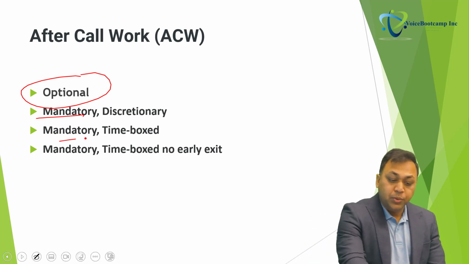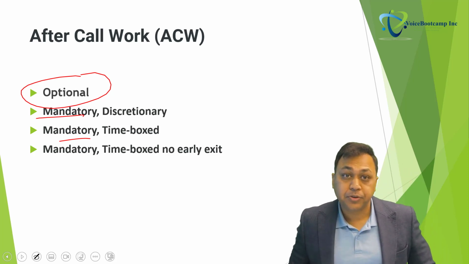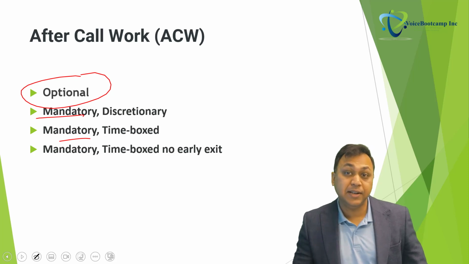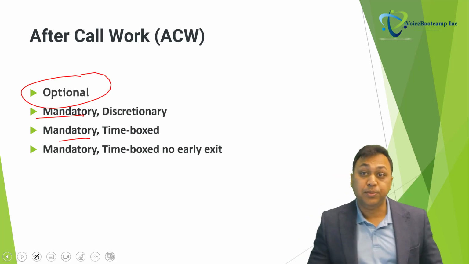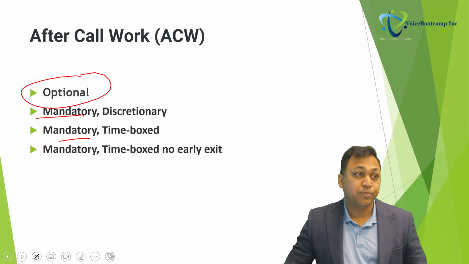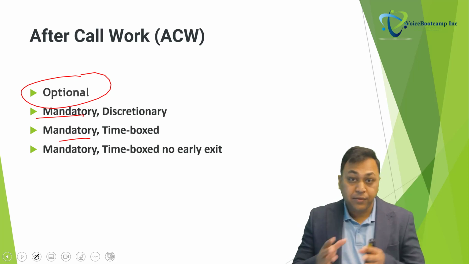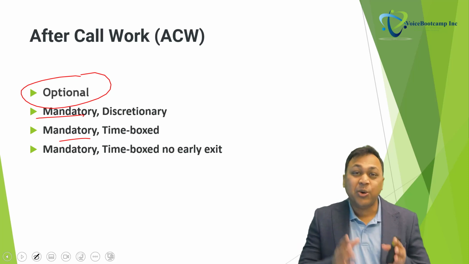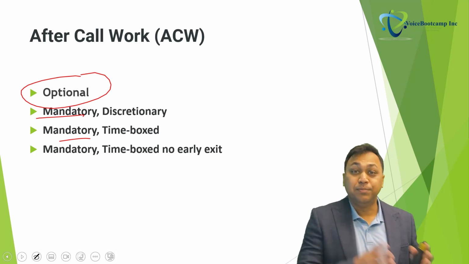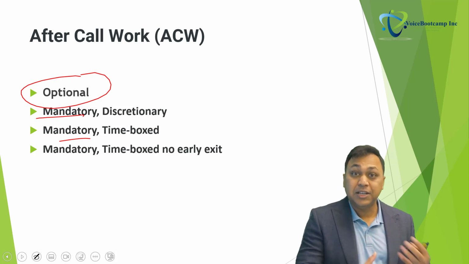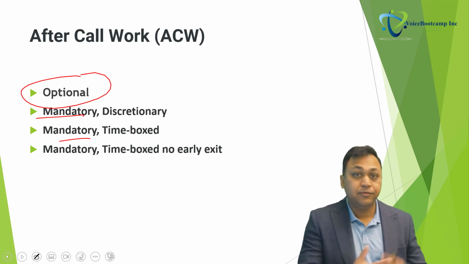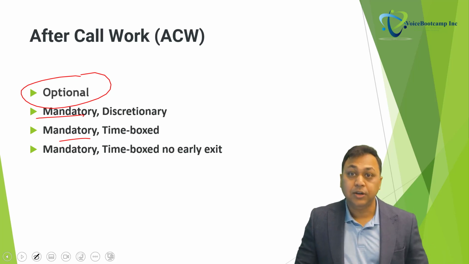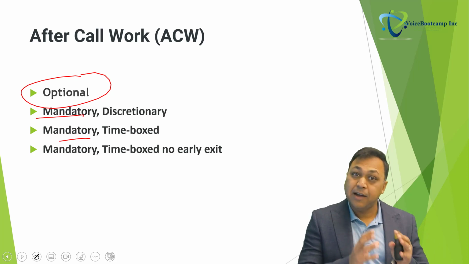Now the third one is called a mandatory time box. This is where you set a maximum amount of time that an agent may remain in the ACW state to complete their work. Basically what it means is that if I hang up the call, it's going to give me 20 seconds, not 20 minutes, 20 seconds for me to complete a task as an agent, whatever it is. It could be note taking, filling up a form, or closing a database or files, whatever, within that 20 seconds. So it's a time box.